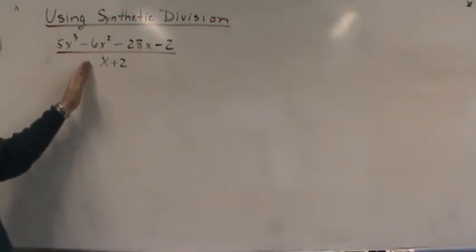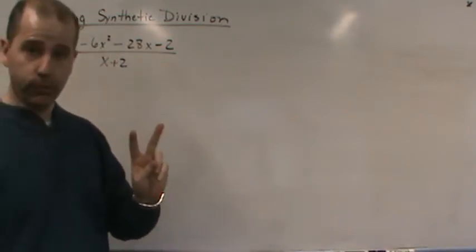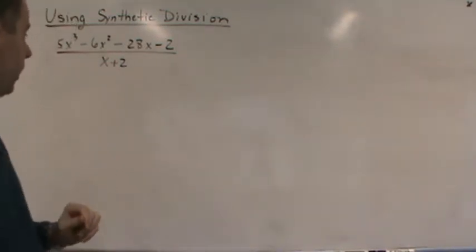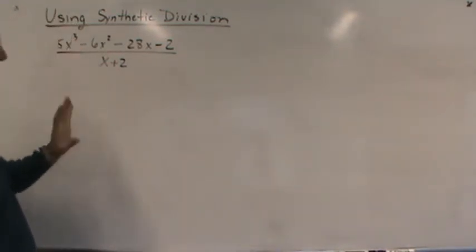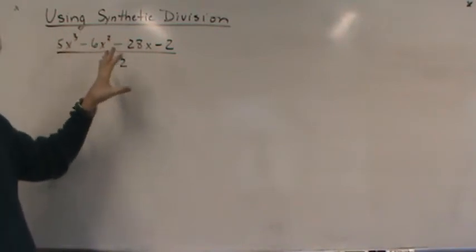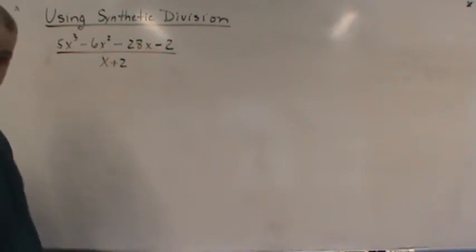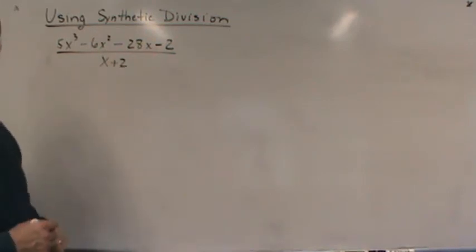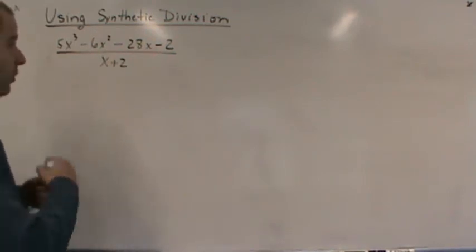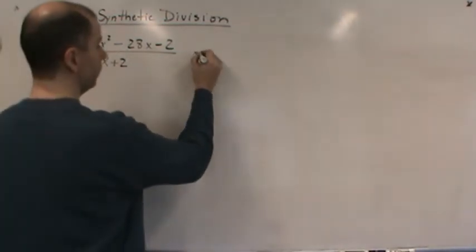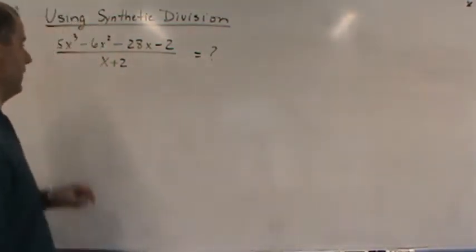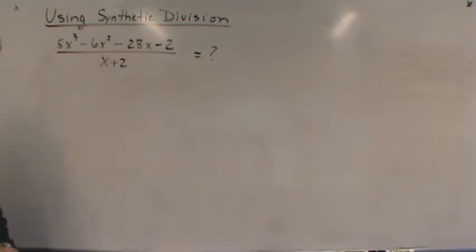Now I could ask you to do it in one of those two forms that I showed you. So if I want you to do this problem, basically I want you to use synthetic division to answer this problem. It's a division problem, right? So I want you to use synthetic division to tell me what the answer is. I want to know, what is this polynomial divided by that polynomial?